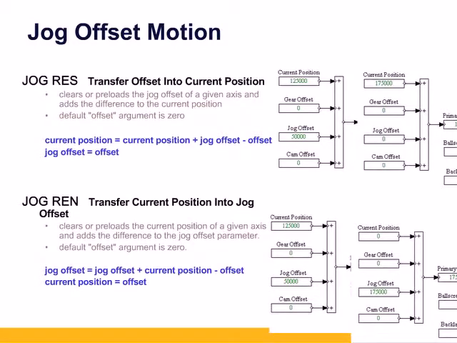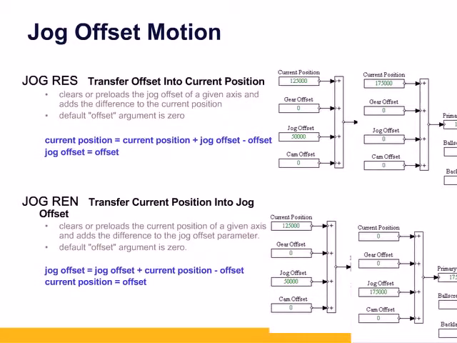You can also use jog res x10, and this would set the x-axis jog offset position as 10, and then add the difference to the current position. The jog ren goes the other way, allowing users to preload a value into the current position, adding the difference to the jog offset value.